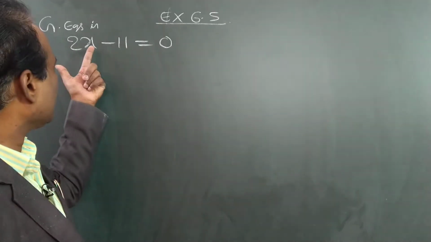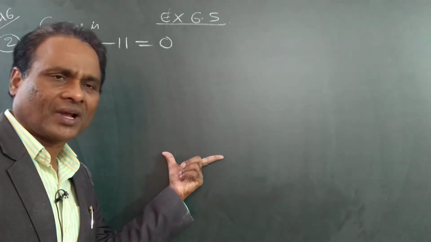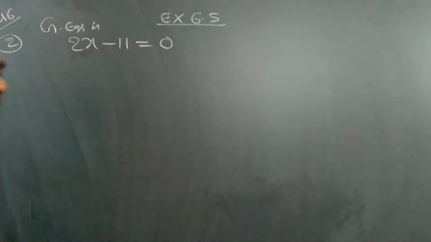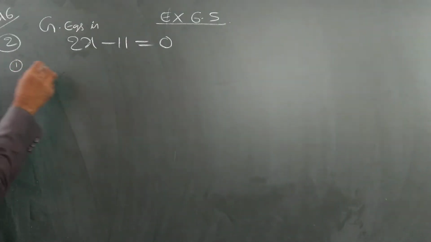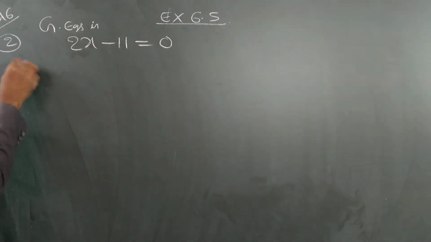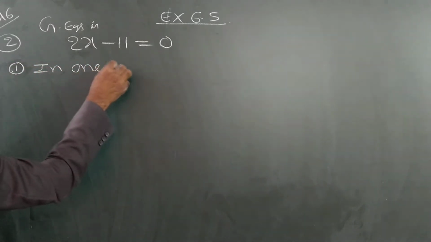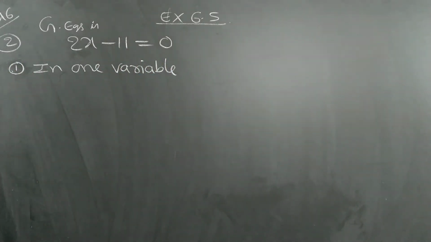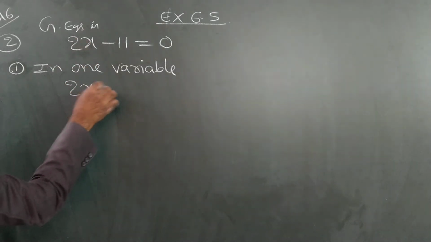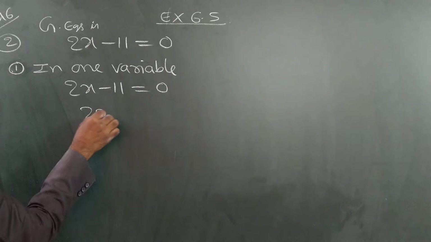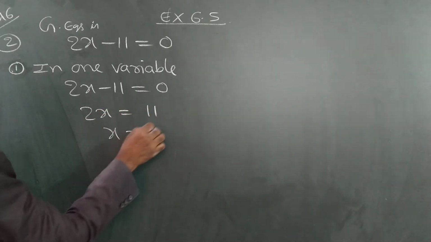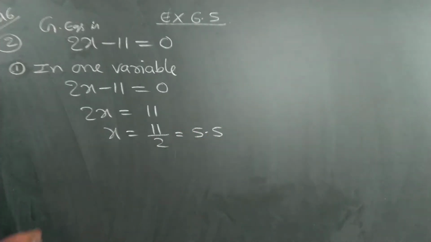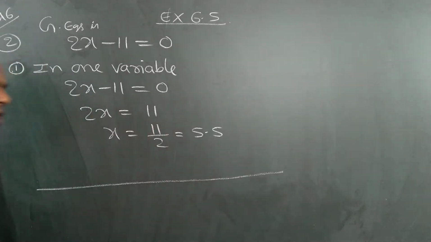If it is considered as one variable, represent it on the number line. If it is in terms of x and y, draw it on the graph, the Cartesian plane. So now see here. In one variable means only on the number line. 2x minus 11 is equal to 0, 2x is equal to 11, x is equal to 11 by 2, 11 by 2 is 5.5. Represent on the number line, simple.